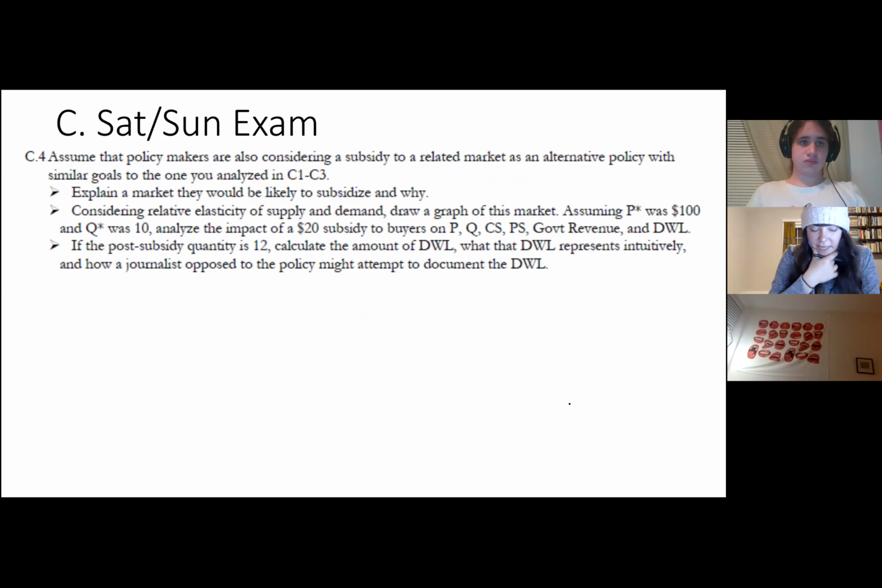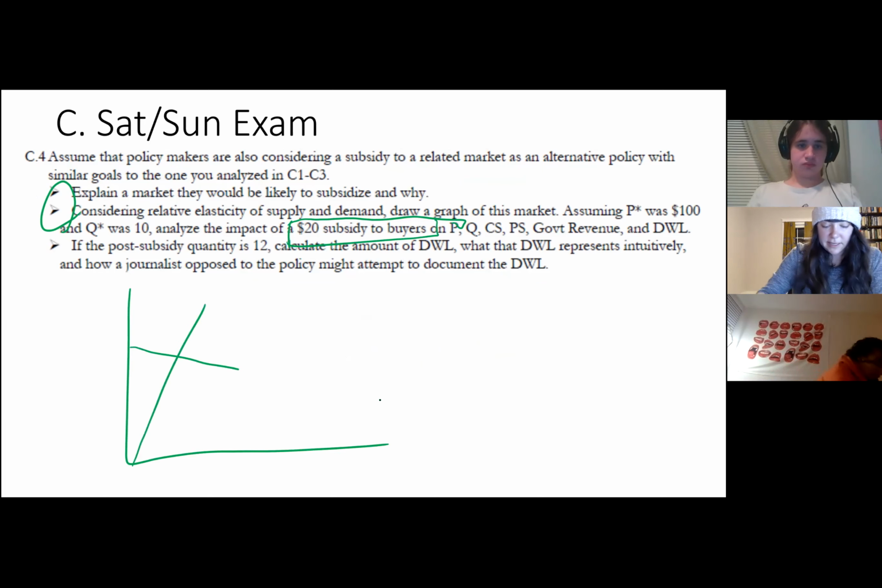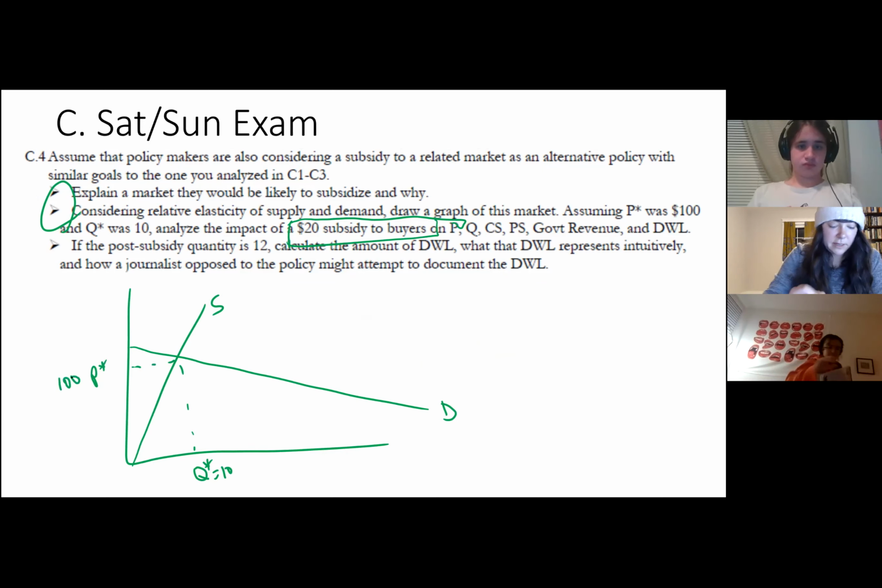So this was also exactly the same as the last question we just did. It's also a graph of the market. The only thing that was different was it was a $20 subsidy to buyers. So if we're thinking about solar panels again, we'd have our demand and supply and our Q star of 10 and our P star of 100. But then instead of the supply curve shifting right, the demand curve shifts right.